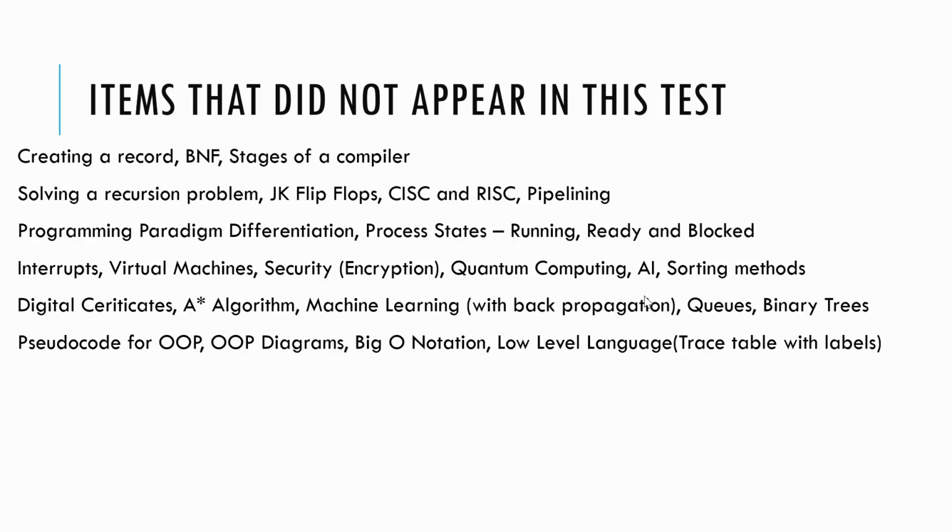We didn't see anything on big O notation. We didn't have to evaluate the different efficiency of algorithms, and we didn't see low-level language. And yes, even though that's a programming paradigm, sometimes they will give you trace tables where you have to work out the low-level language, and you have to identify various things with labels, and those can be worth quite a few points. Anyway, that's some of the things we didn't go over that I've seen in other paper 3s.